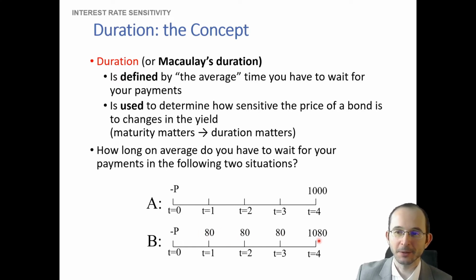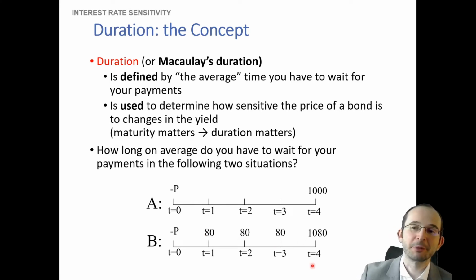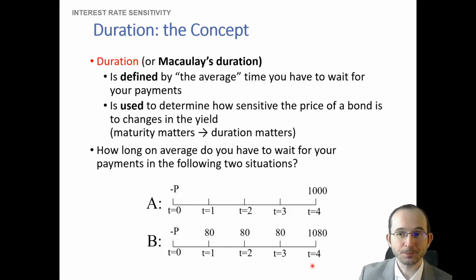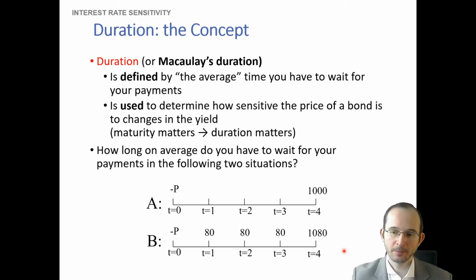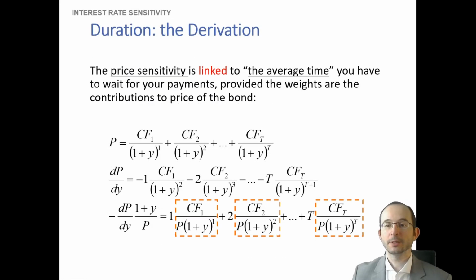intermediate coupons. In other words, you get some of your payments earlier, and therefore the average amount of time you have to wait for your overall payments should be less for a coupon-bearing bond than the full maturity of that bond, simply because you do get some of your payments early. And in fact, the more you get in coupons up front, the lower the duration of that bond would be. So now let's actually derive the formula for duration.